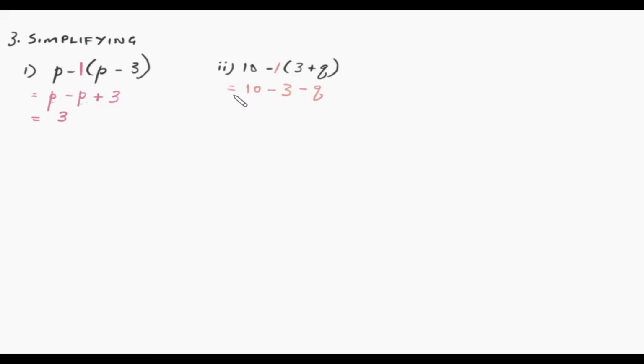Okay? All right? So what happens? Now you simplify. These are constants, so they can be simplified. 10 minus 3 is 7 minus q. So simply, this is this. Okay. Now let's look at this one.